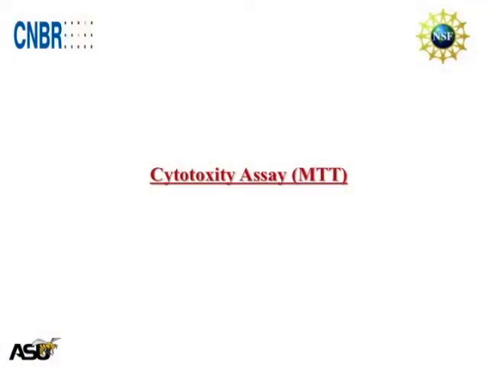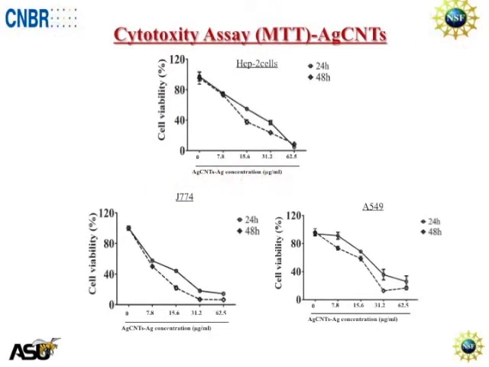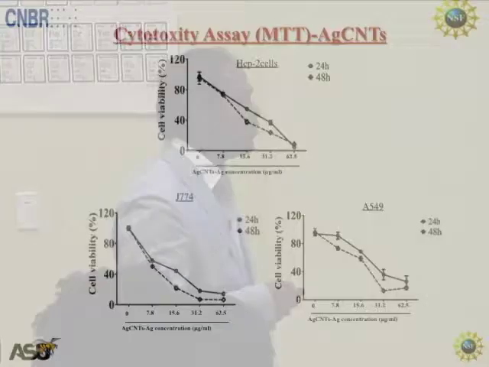Yeah, this is what I was talking about, the cytotoxicity assay. At this particular concentration, the silver CNTs were toxic, almost 70% of cells were dead after the treatment over 24 and 48 hour time periods. These are 3 different cell lines, HEp-2, J774, which is murine macrophage, and A549, which show that silver CNTs at their antimicrobial concentrations are toxic to normal cells.